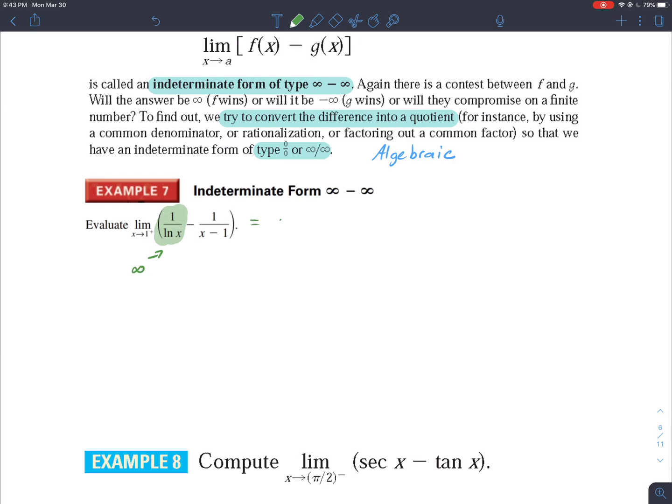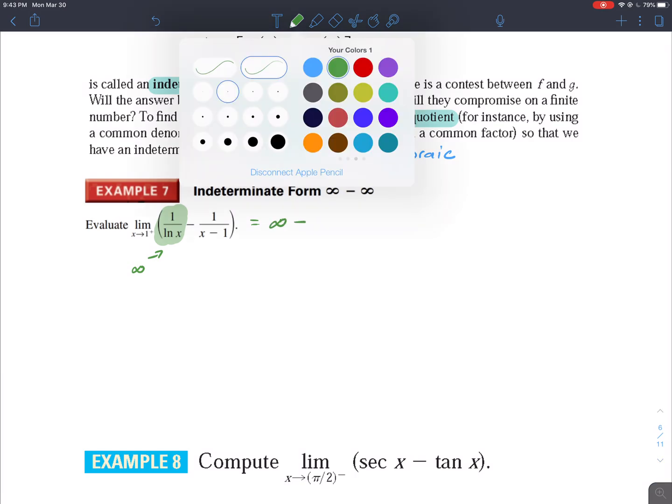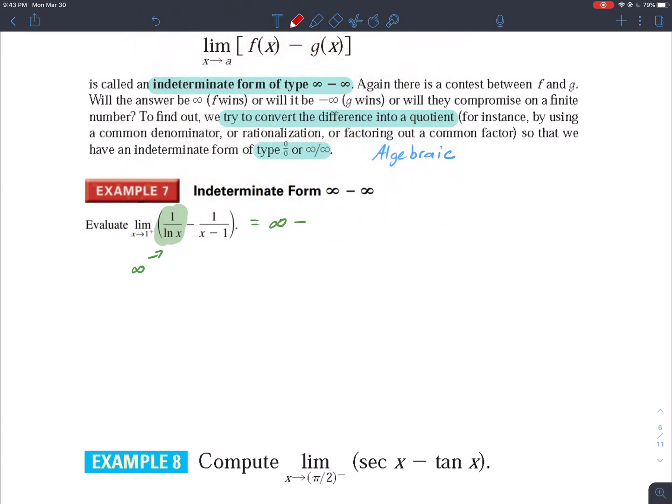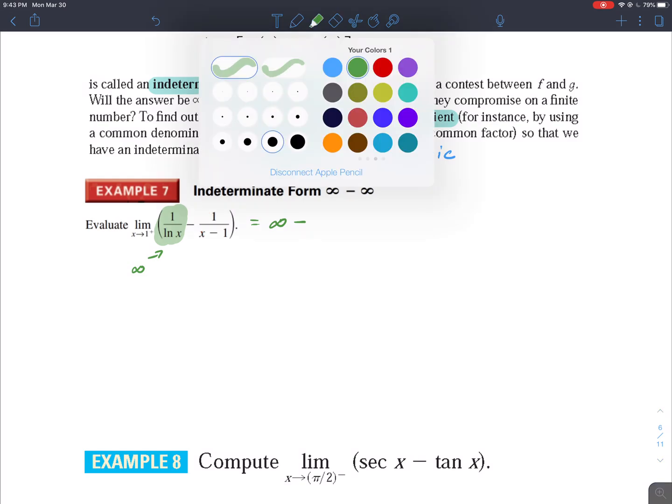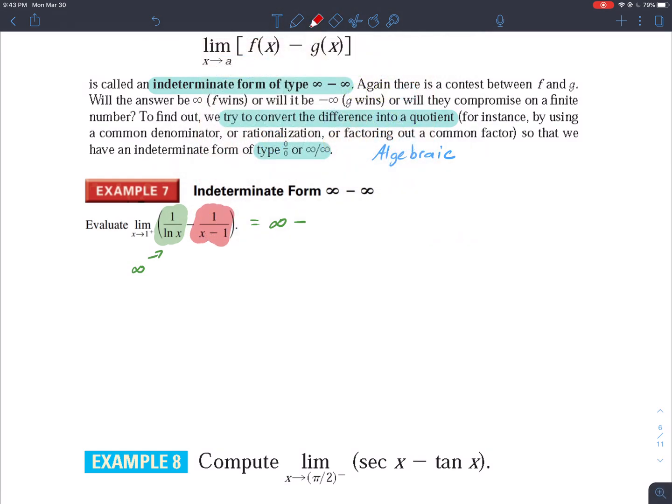So we are dealing with an infinity in the first piece minus, the second piece is a lot easier to discuss, to be honest with you. I'm just asking you to take it upon faith that what I'm saying here about the 1 over ln of x is true, that as x approaches 1 from the right, it does approach infinity. But I don't have a way of proving that to you because I don't have the graph in front of me. Sorry about that. The second one, though, is a little easier to discuss.